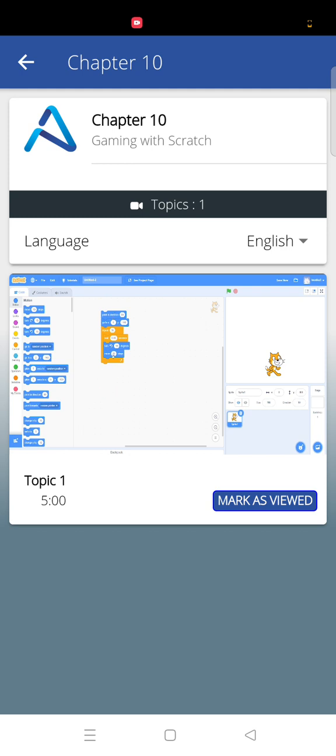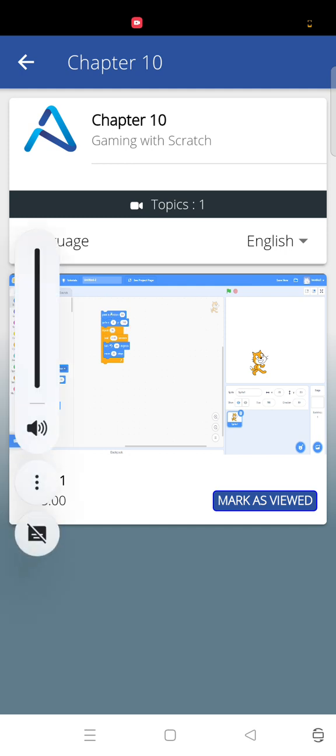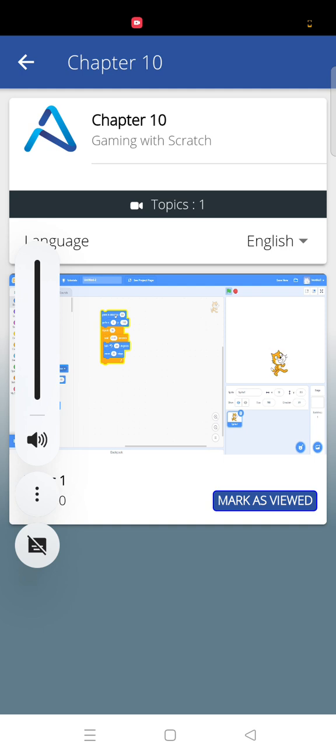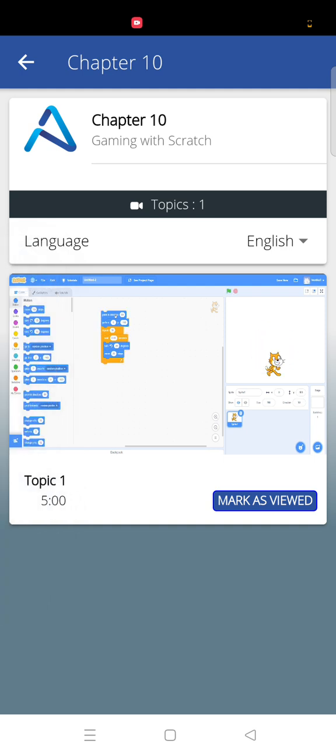Now let's change the angle to 20 degrees and the repeat to 36. Now let's run this. Since we have used 20 degrees, but we have used the repeat value of 36, the sprite is taking 2 circles because it is moving 36 times.